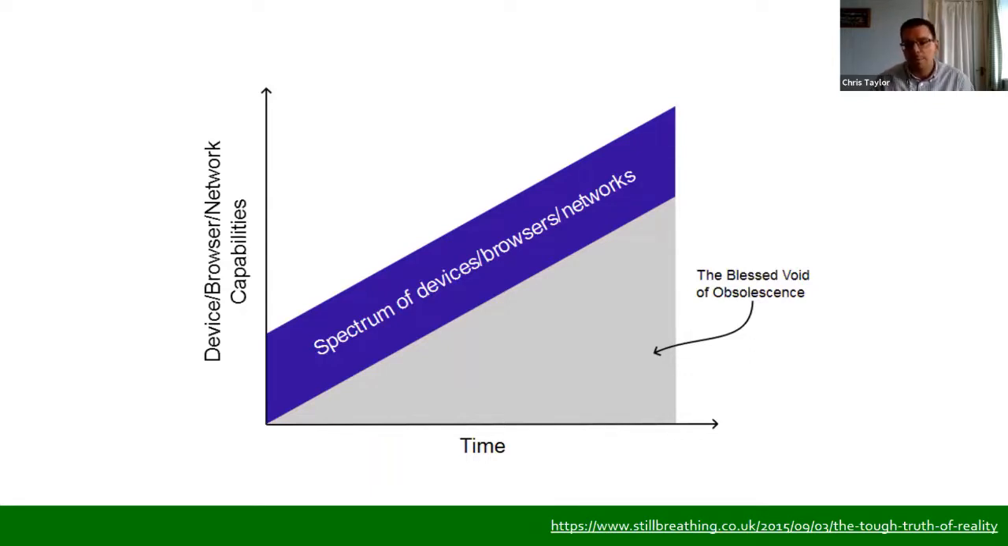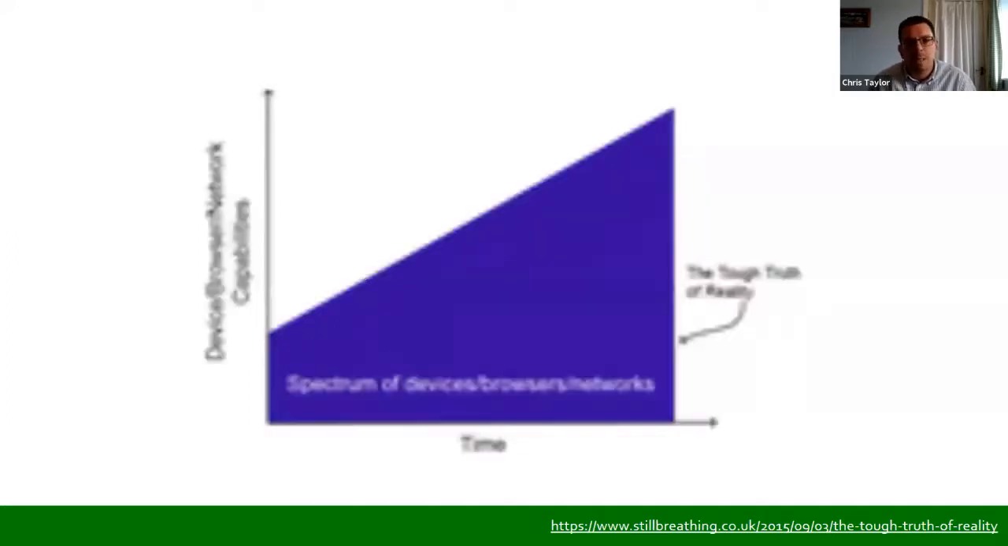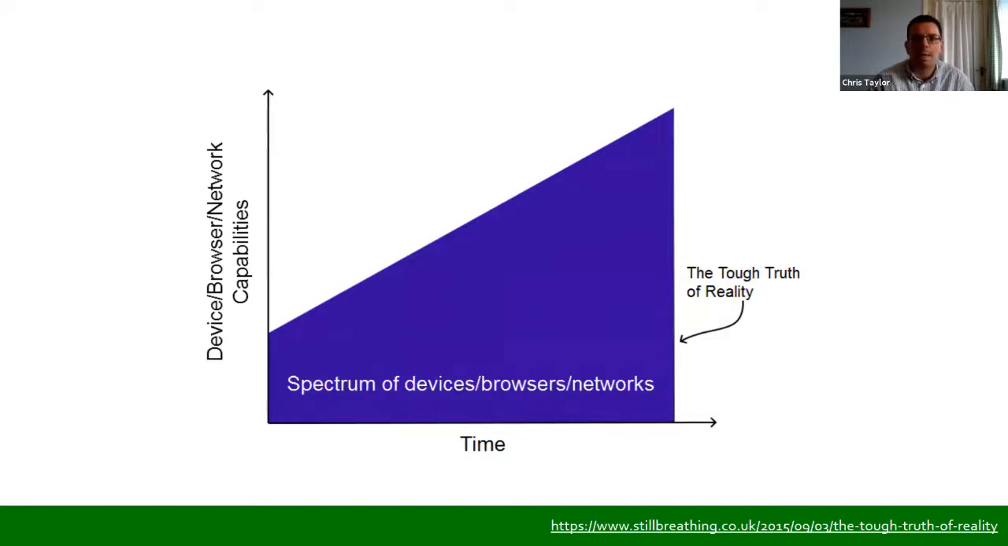But we believe that we leave the old, outdated, slow stuff behind us in what I've called here the blessed void of obsolescence. But the tough truth of reality is that we never really leave the old stuff behind. We've seen cheap new devices get released, but they have the same performance profile as stuff from 10 years ago. Now, you should check the analytics for your site regularly to see whether the assumptions you make about devices and browsers and screen sizes are still valid.